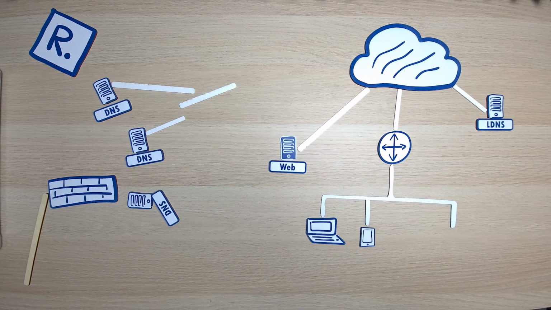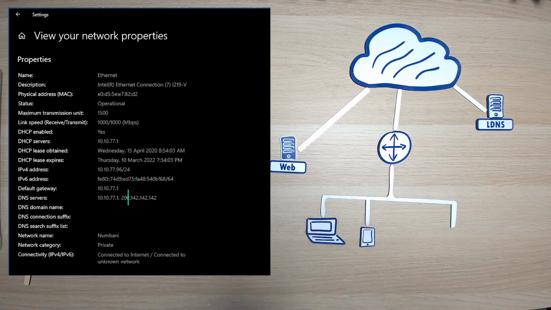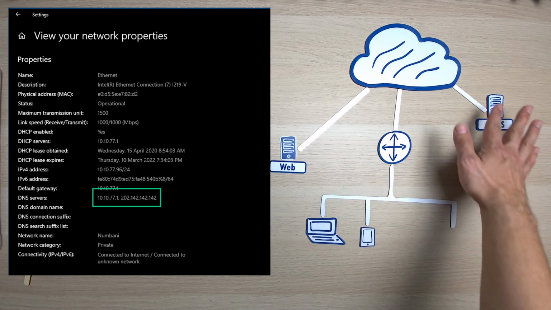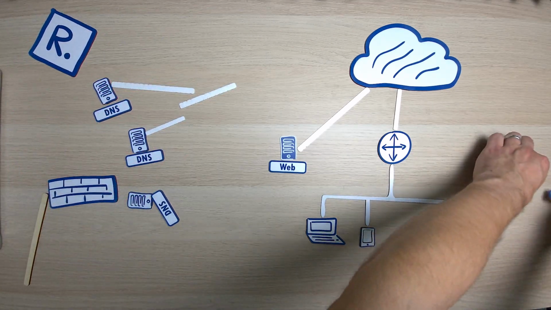Now, there are some cool tips and tricks and things you can do with DNS. Here, instead of having the ISP supplied primary and secondary DNS, we could opt to use another DNS server.